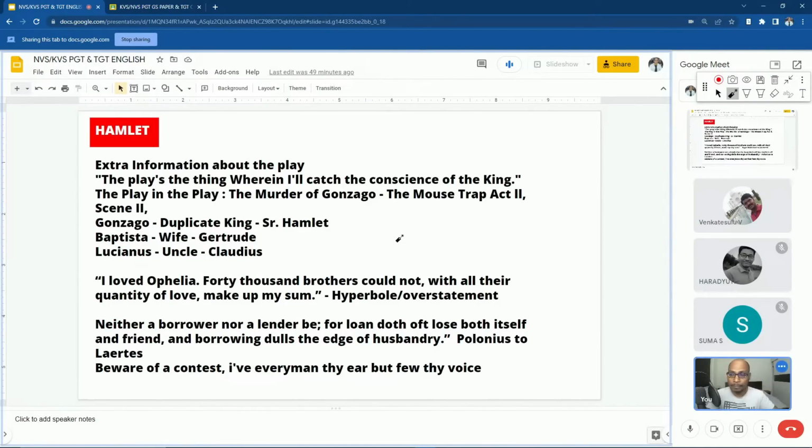Venkatesh sir, understood? Yeah, exaggeration. Right, hyperbole.